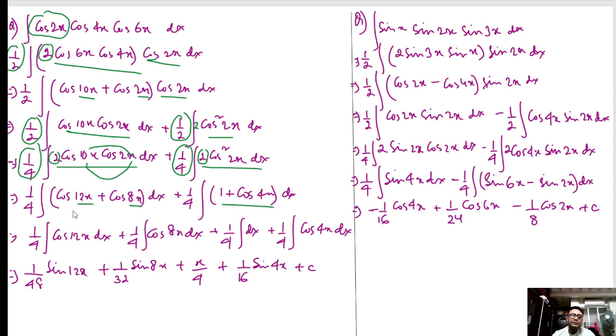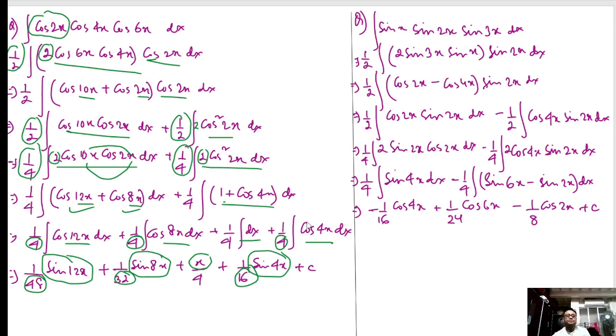Now separating the terms, as you can see here, separating both the terms. Integration of cos 12x is sin 12x by 12, so 4 becomes 48. Cos 8x is sin 8x by 8, so 4 becomes 32. Integration of dx is x. Integration of cos 4x is sin 4x by 4, so 4 becomes 16.